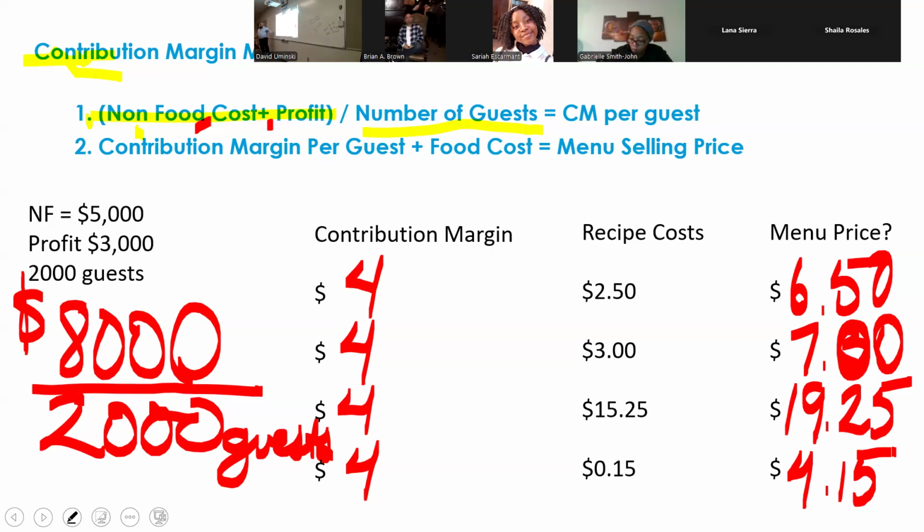Questions about our factor method? Sorry, our contribution margin method. Were we supposed to put an A, B, and C?